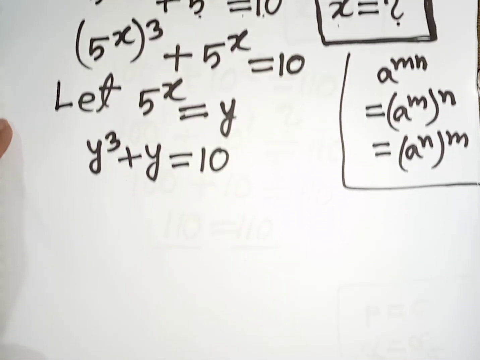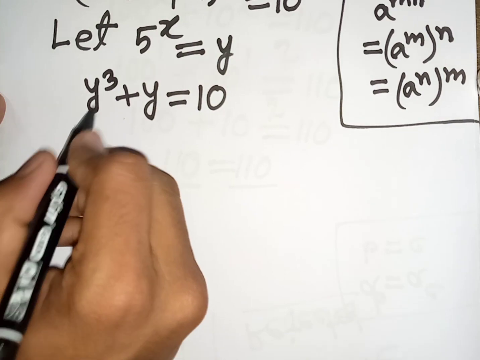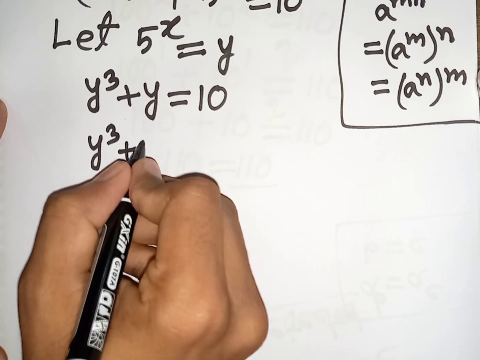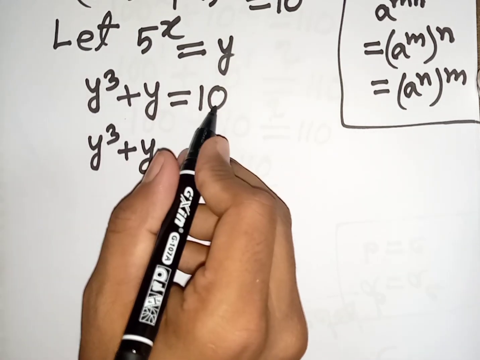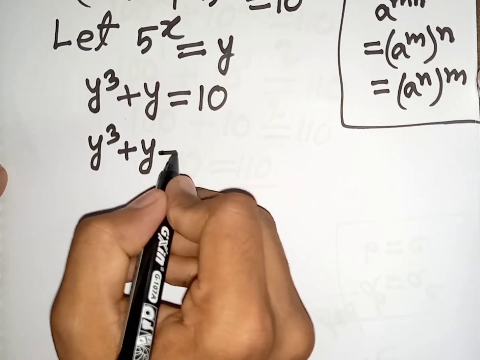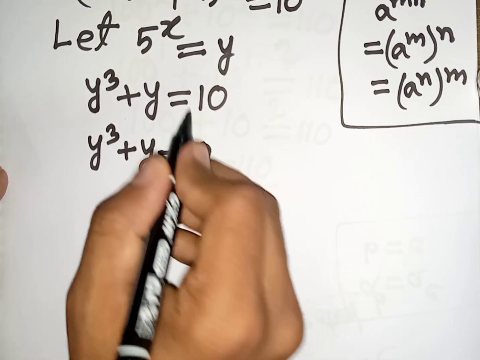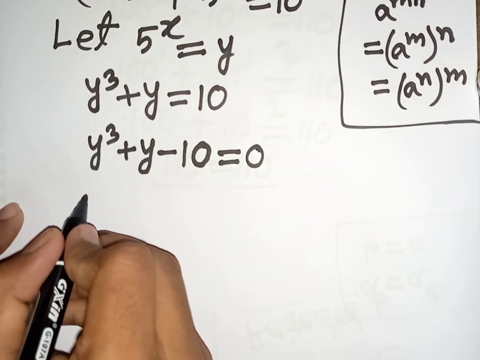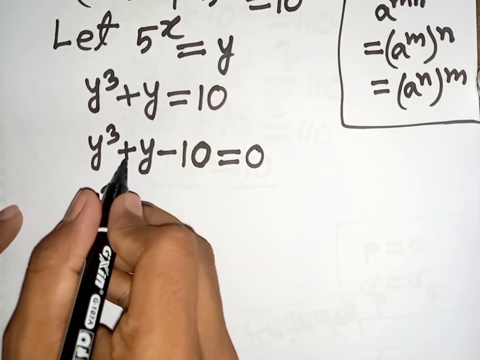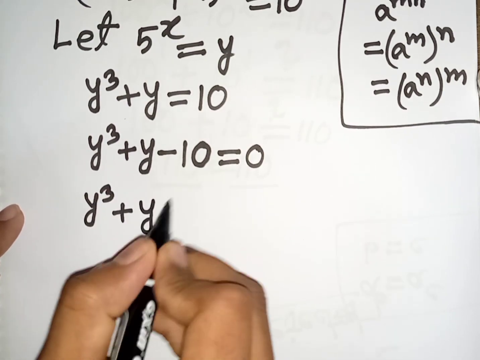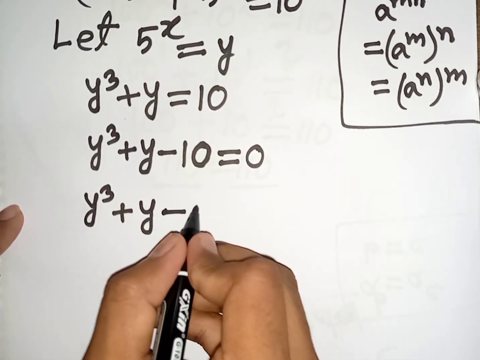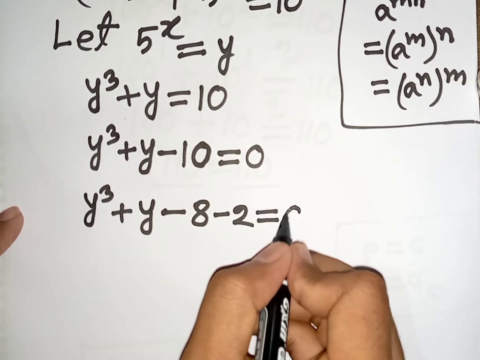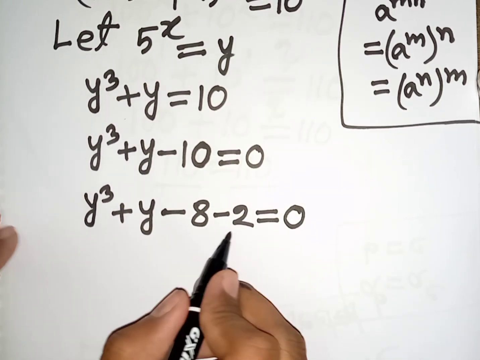Now I can write here y cube plus y, then this plus 10 taken to the left side will be minus 10, is equal to 0. Now we have y cube plus y, then minus 10 is the same as minus 8 minus 2, is equal to 0. How to understand this?